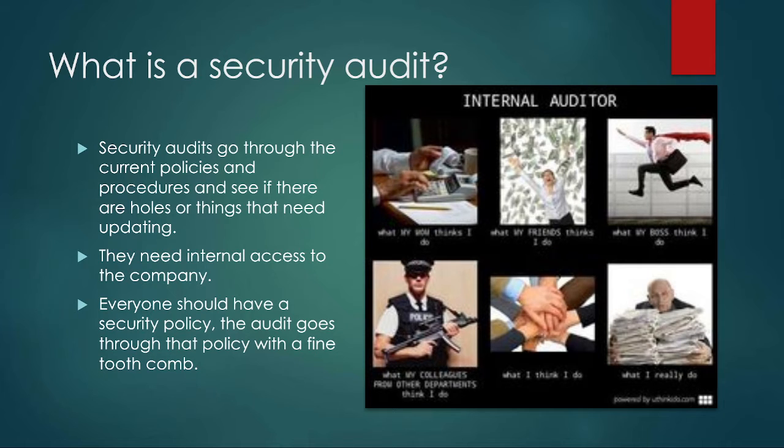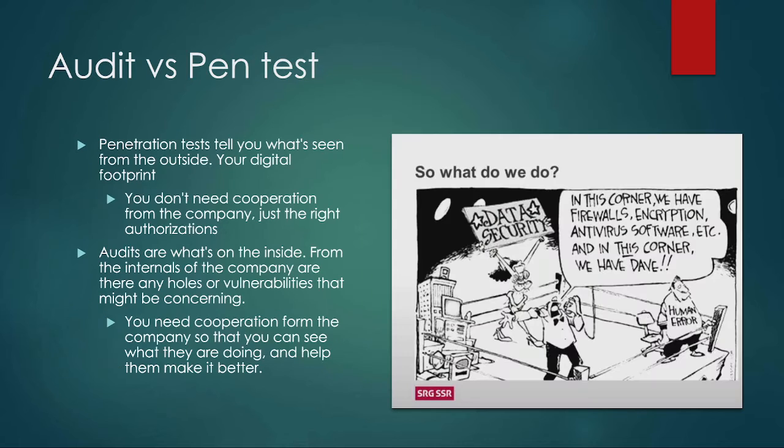A security audit is done internally within the company where they can go through and look at what's going on and decide if anything needs to be updated. All companies should have a security policy, and an audit should go through that policy very carefully on a frequent basis so that we can make sure everything is still current and up to date.